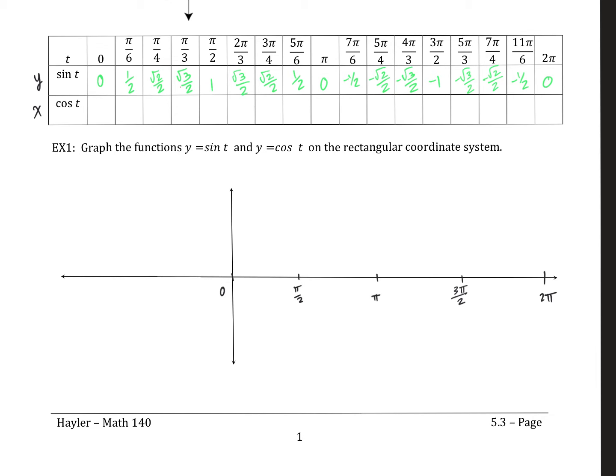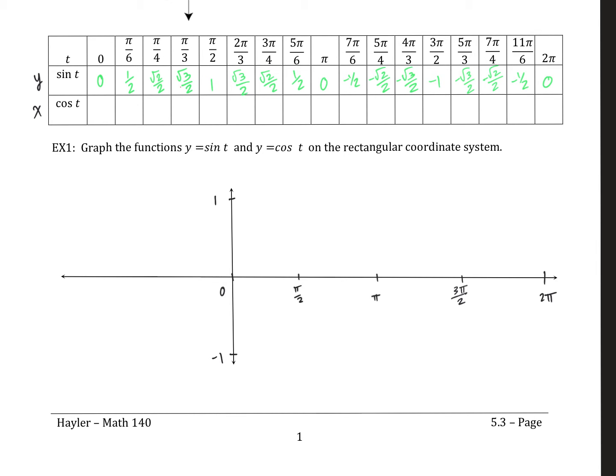The next thing to think about is, what are the highest y values I get, or rather the highest sine values? The highest I get to is a positive 1 and a negative 1. Let me mark that: positive 1, negative 1. Now let's graph sine.